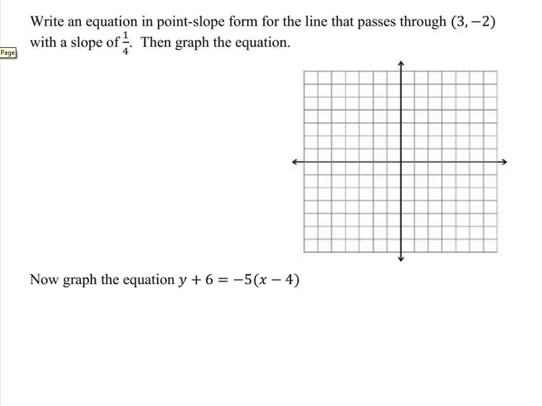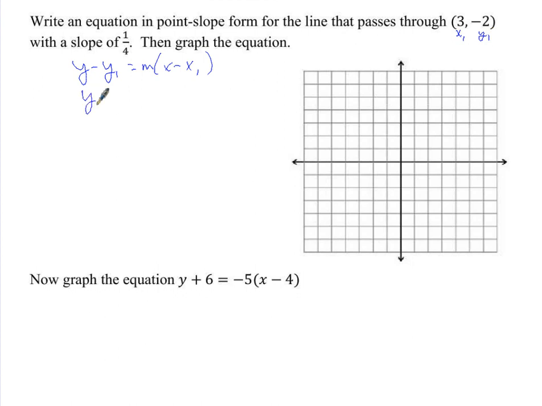So first of all, we want to practice writing the equation just given a slope and a point. So I'm giving you, write the equation in point slope form for the line that passes through 3 comma negative 2 with a slope of 1/4, and then graph the equation. So our point slope form is y minus y1 equals m times x minus x1. We just plug those numbers in and we're done. So it's going to be my ordered pair here. This would be my x1 and my y1.